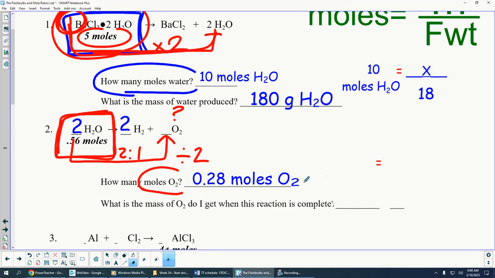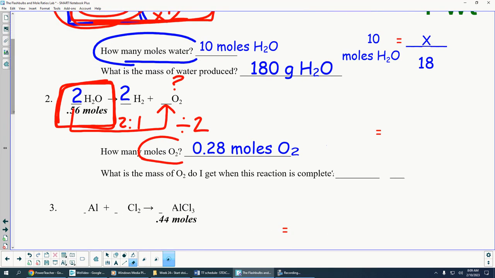But the question next is how many grams am I going to get out of that? Well, here's one last tricky thing that people might get caught up on. I have moles of O2. To get grams of O2, I need to multiply this by the formula weight of O2, which is 32. And if I do 0.28 times 32, you get 8.96 grams of oxygen. So we're just taking this idea that coefficients tell us the ratio, and then using what we already know.